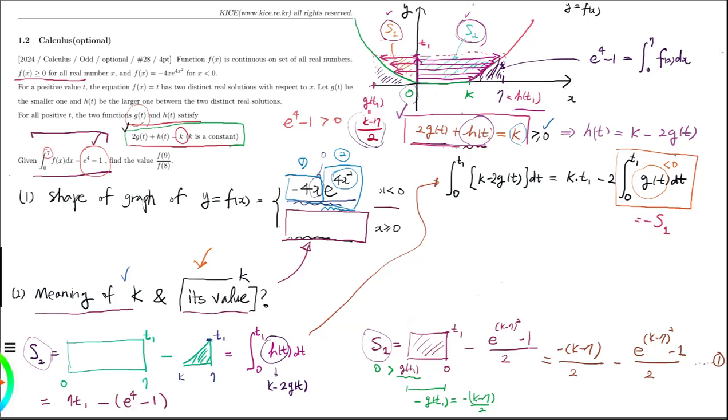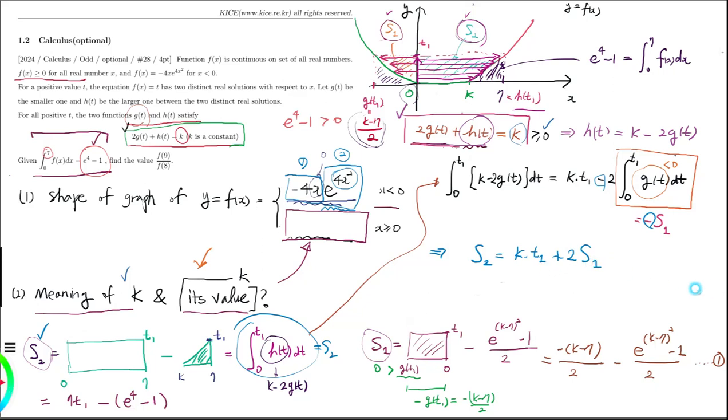So here we have S sub 2. This integration value is S sub 2 here, which is equal to k times t1, minus 2 times negative S sub 1, which will give us a plus 2 times S sub 1 here.